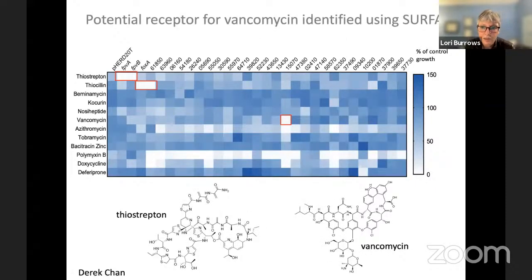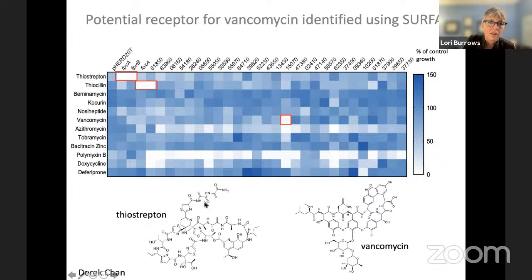So Derek has just started doing these screens, but I wanted to show you one example of what he's found. So here is a whole bunch of different antibiotics down the side, and you'll see here vancomycin. So vancomycin is a large antibiotic. I showed you the structure at the bottom, and this is not used to treat Pseudomonas because, again, it does not get into the cells, right?